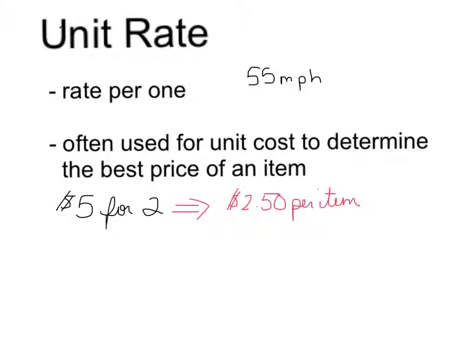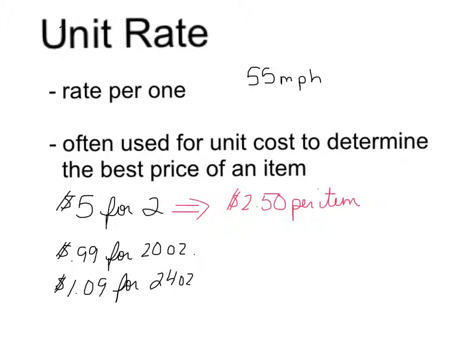Comparing two different soft drinks. Suppose it's 99 cents for a 20-ounce soda, or somebody else charges $1.09 for a 24-ounce. What's the best unit rate? Or what's the best price? Well, I would take the fact that it's 99 cents, and I would divide it by 20 ounces. And this would give me the unit price per ounce.